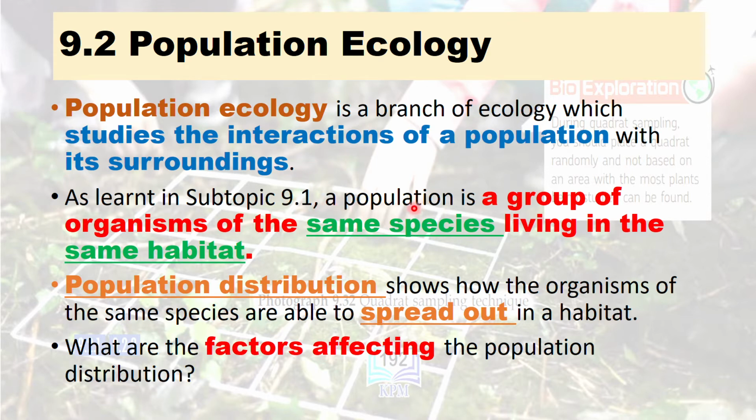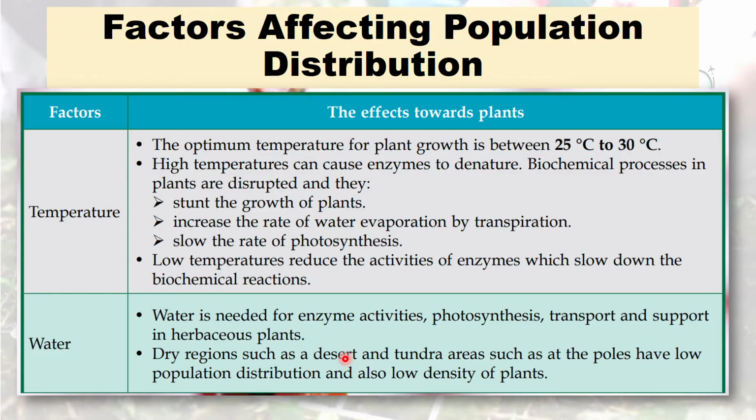So as learned in subtopic 9.1, the previous ones, what is a population? Let's recap. It refers to a group of organisms of the same species and they are living in the same habitat. Lepas tu kita lihat kepada istilah population distribution, taburan populasi, which shows how the organisms yang sama spesies itu is able to spread out in a habitat. So let's go and surf into the factors that is going to affect the population distribution.